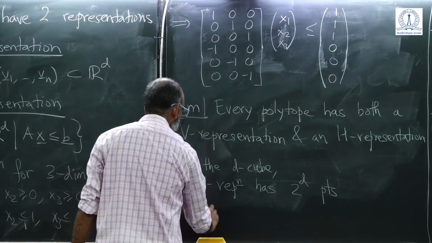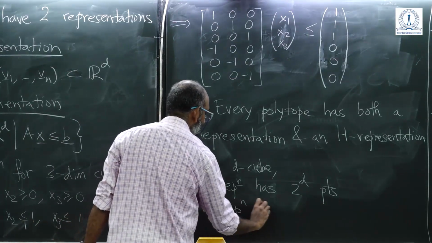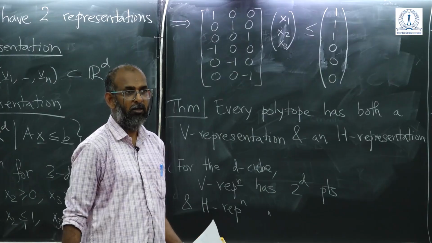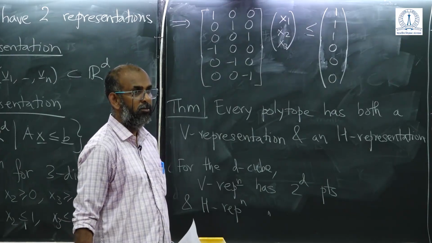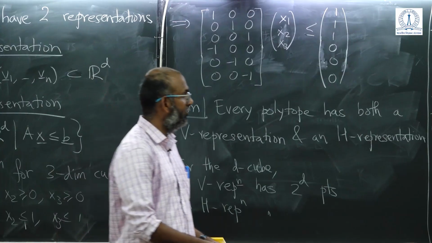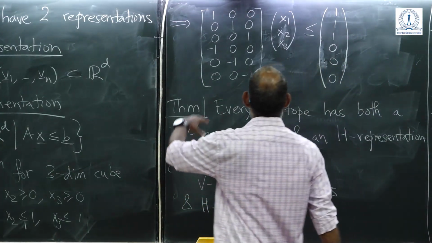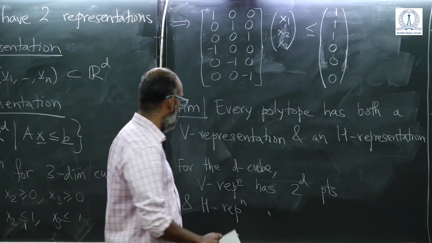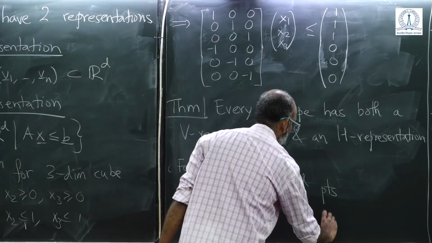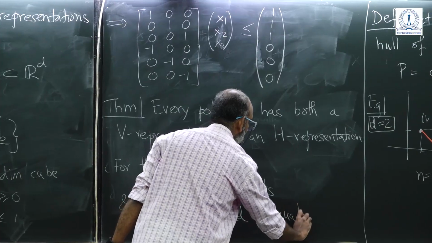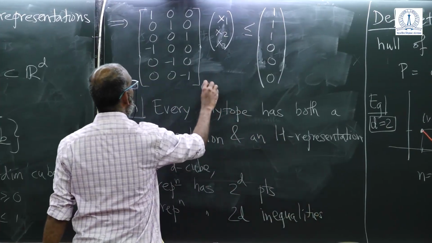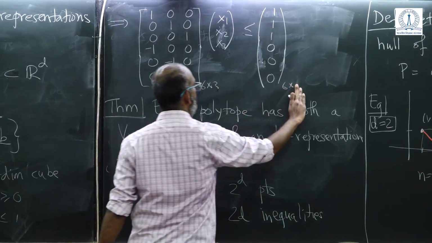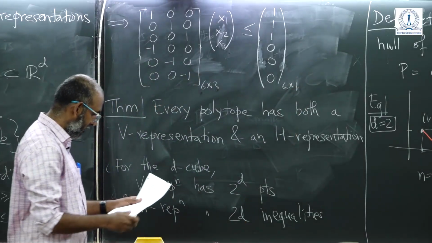And the H representation has how many hyperplanes? For the D-dimensional cube: 2D, right? For each coordinate we said greater than or equal to 0, less than or equal to 1. So for each coordinate independently, this has 2D inequalities or hyperplanes. So this was a 6 by 3, that's 2D by D in general. Oh, 6 by 1. Okay?